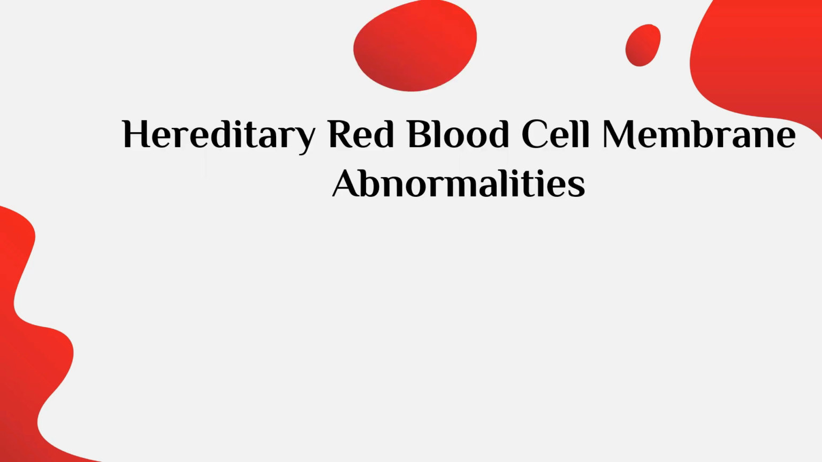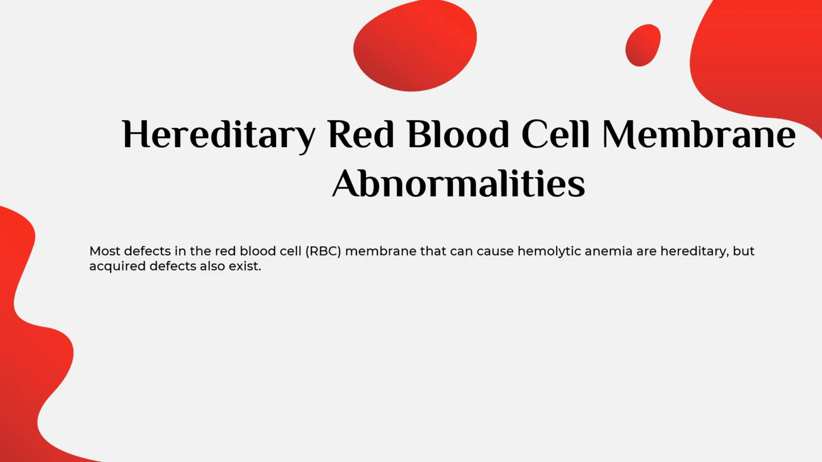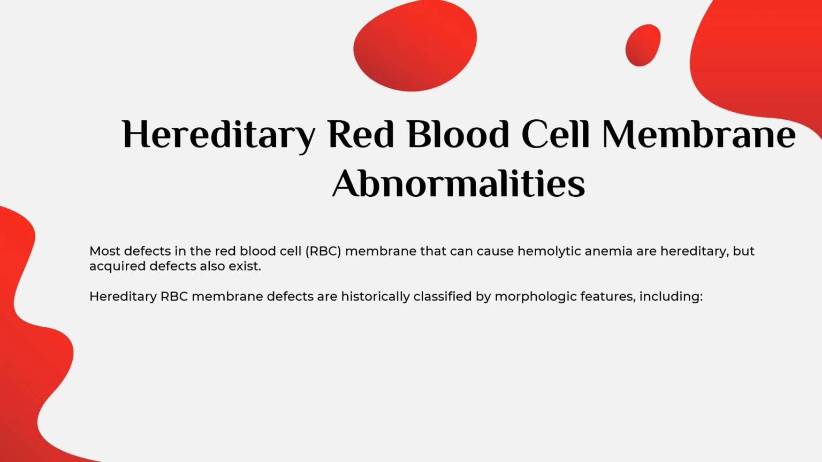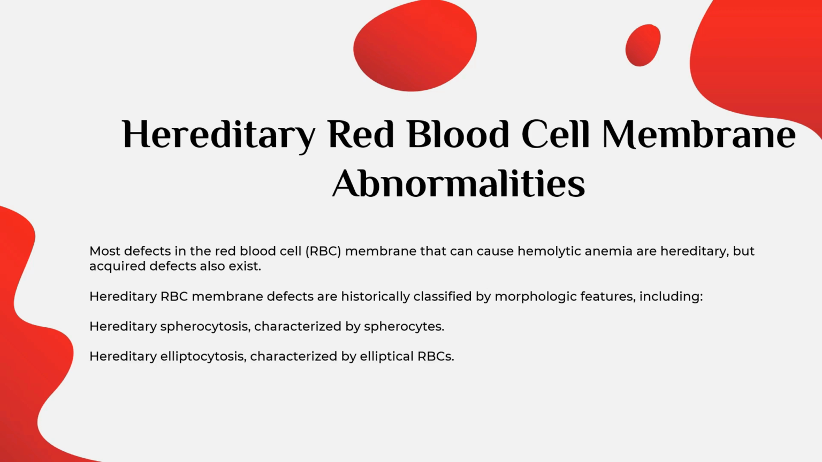Hereditary red blood cell membrane abnormalities. Most defects in the red blood cell membrane that can cause hemolytic anemia are hereditary, but acquired defects also exist. Hereditary RBC membrane defects are historically classified by morphologic features, including hereditary spherocytosis, characterized by spherocytes, and hereditary elliptocytosis, characterized by elliptical RBCs.